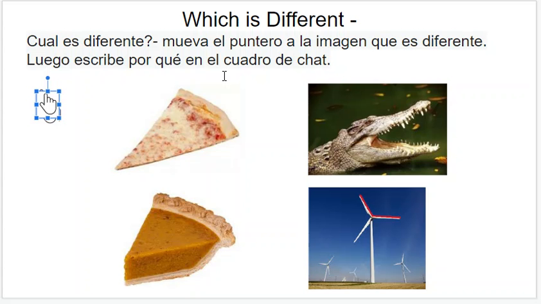So for example, I think the pizza is different because it's the only one with cheese. Or I think the windmill's different because it's the only one that can't be used as food. Okay, now that you've thought of your which is different, you may have noticed that it wasn't based on math. Probably, it was based on what you observed. Now I want you to look at the next slide.